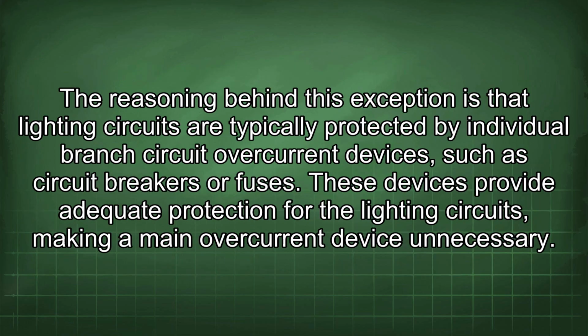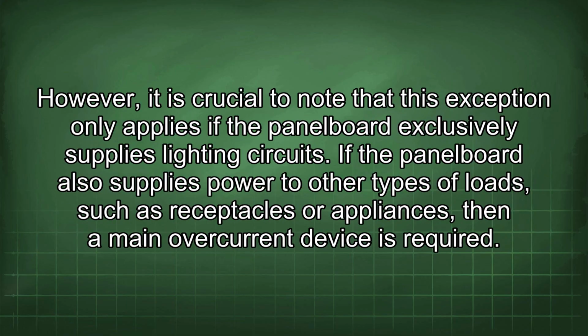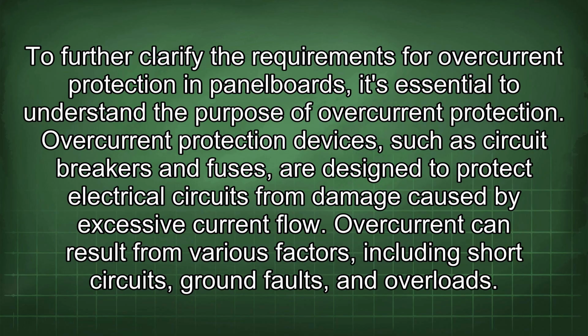The reasoning behind this exception is that lighting circuits are typically protected by individual branch circuit overcurrent devices, such as circuit breakers or fuses. These devices provide adequate protection for the lighting circuits, making a main overcurrent device unnecessary. However, it is crucial to note that this exception only applies if the panel board exclusively supplies lighting circuits. If the panel board also supplies power to other types of loads, such as receptacles or appliances, then a main overcurrent device is required.